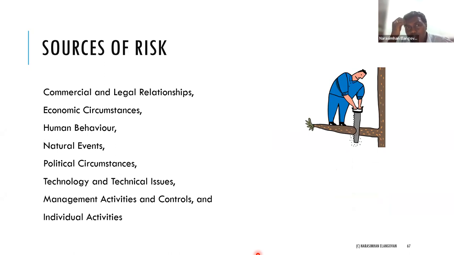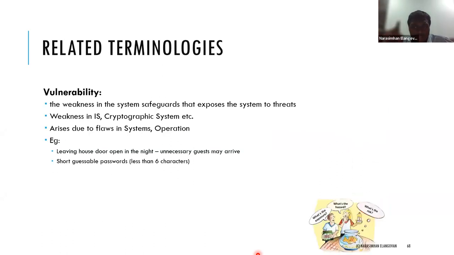So these are a few examples of sources of risk: commercial, economic, human behavior, natural events, etc. These are self-explanatory, so I'm not spending much time. Now, related terminologies, which are examination-asked questions.